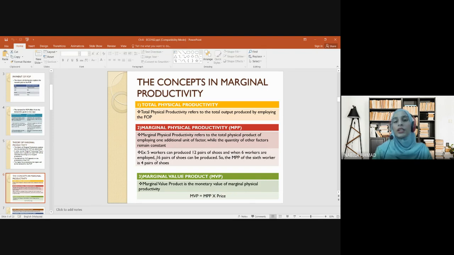Marginal product. Contohnya, 5 workers produce 12 pair of shoes, 6 workers employ 16 pair of shoes. Jadi berapakah marginal physical productivity? 16 tolak 12 bahagi 1. So we have 4 pair of shoes. Marginal value product, monetary value of marginal physical product. So kita ambil MPP yang kita dah kira tadi, darab dengan harga.